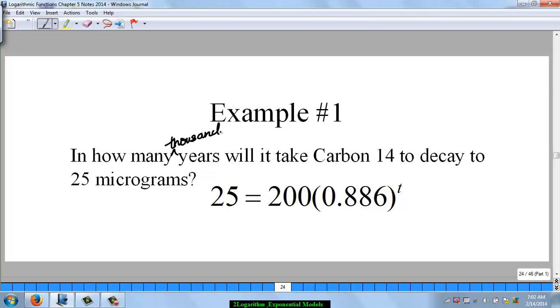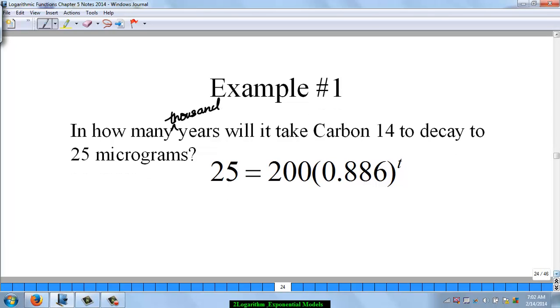It says, in how many thousands of years will it take for carbon-14 to decay to 25 micrograms? Okay, so here I started out with 200 micrograms, and I want to know how long it takes for it to decay to 25. And this I can tell is decaying because it's between 0 and 1, so everything looks good with my formula. So if I want to find out when I'm solving for the time, this is where the logs come in handy.